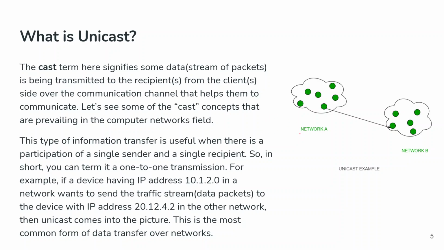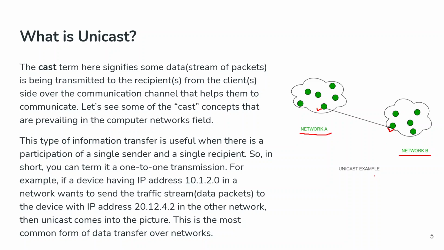So you can see here there is a network A and there are n number of nodes in network A. Then there is a network B and there are n number of nodes in network B. So here you have this node which wants to transmit the data to this node. So one node from network A wants to transmit the data to another node from network B. So in short, you can term it as one-to-one transmission.